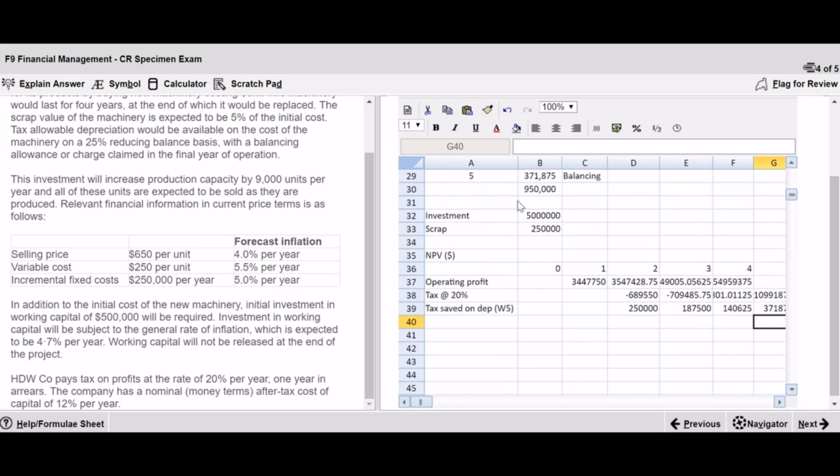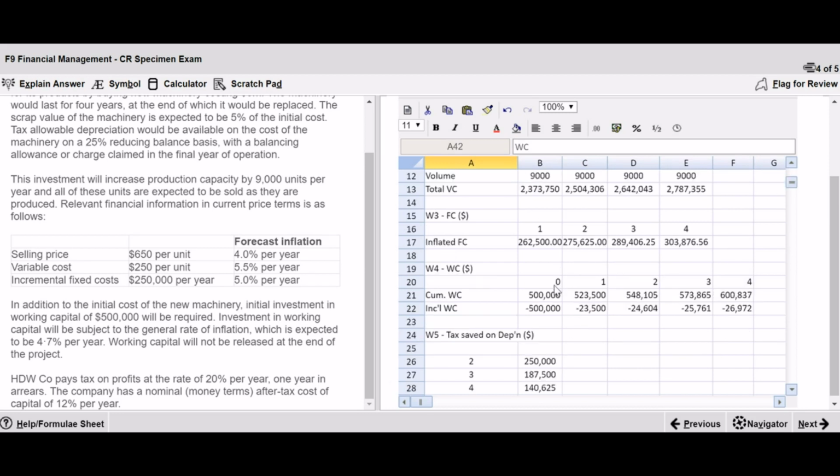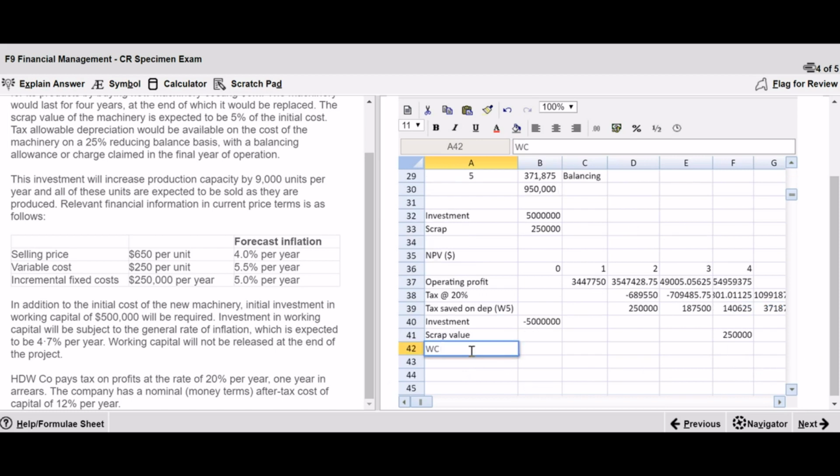Well, the next thing is that we can think of investment. Remember, the investment here is negative B32, which is $5 million. I can think about the scrap value, which is in B33, so I can put it here. The final thing is the working capital. Again, we've done that working above, and we had the working capital from B22 to F22.